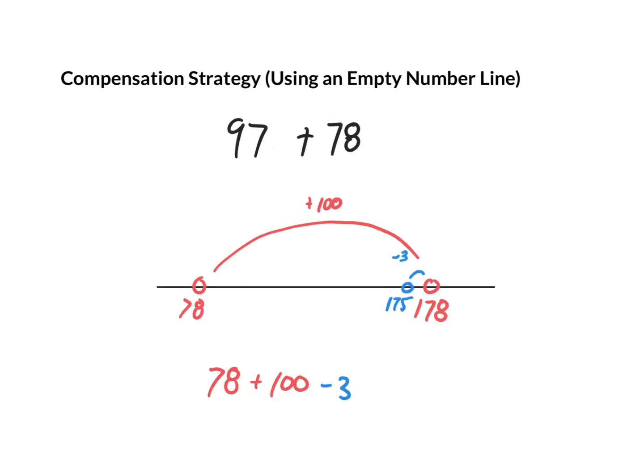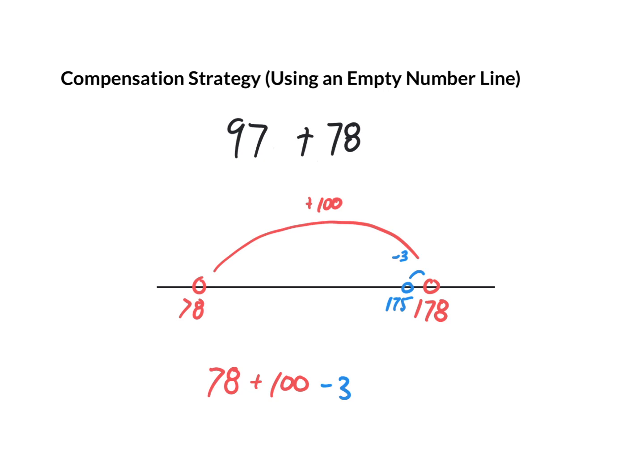Let's look at another example, 97 plus 78. I start at 78 and I say to myself, I don't want to work with 97, I want to work with 100. So 78 plus 100 is 178. And then I know I need to get back to 97, so I need to take 3 away. So 78 plus 100 is 178, and then take away 3 is 175. So I know that 97 plus 78 is 175.